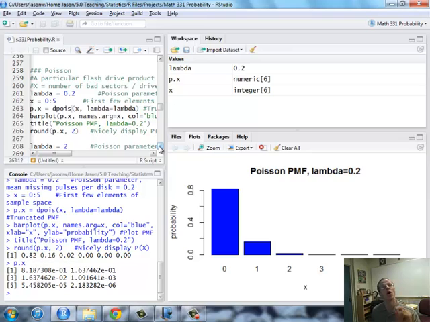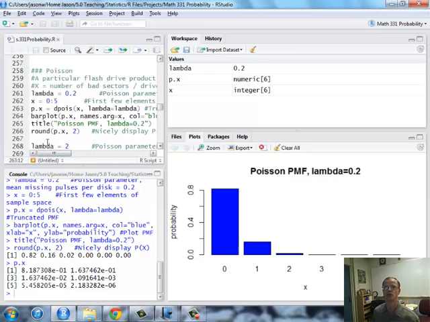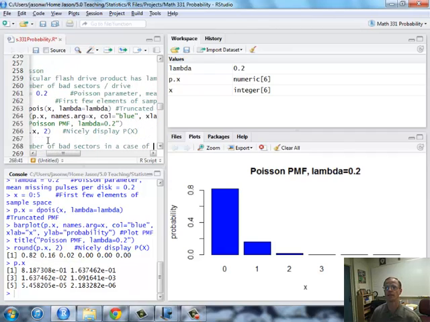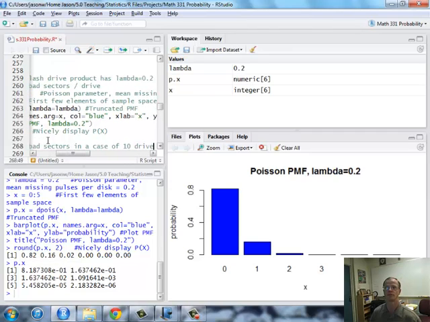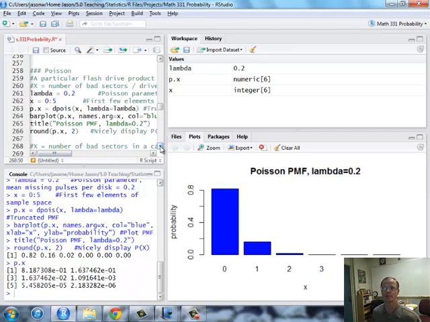Now, on the issue of a Poisson process, which I mentioned before, distinguishing a Poisson random variable from a Poisson process: typically the Poisson process is when you take the variable and you change the units. So let's consider that we're not considering a particular drive now, but let X equal the number of bad sectors in a case of, let's say, 10 drives. Maybe we're buying them in bulk by a case.